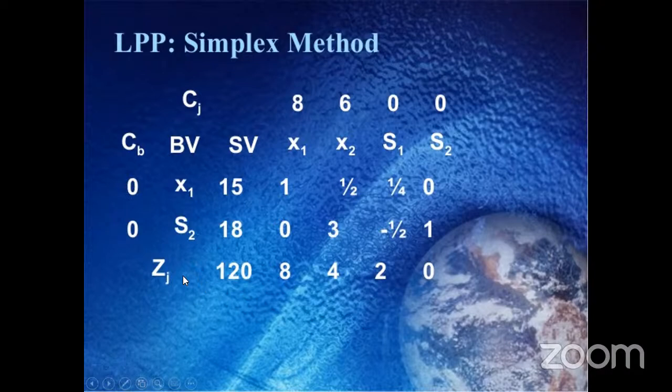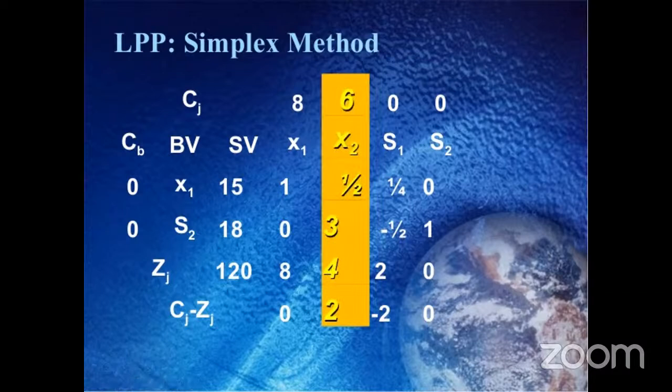Again, Cj minus Zj. Cj is 8 minus 8, 0. 6 minus 4, 2. 0 minus 2 is minus 2. 0 minus 0 is 0. Among all these Cj minus Zj values, take the maximum positive value. Maximum positive is 2. So this is considered as the key column.